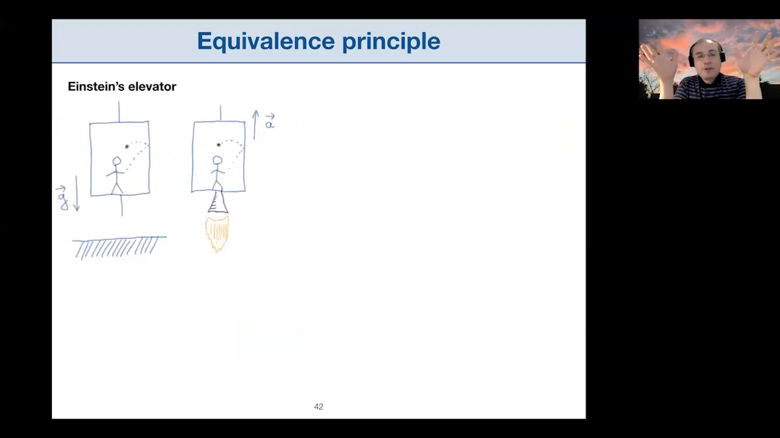Einstein formulated this principle in terms of his famous elevator Gedanken experiment, or thought experiment. So we are comparing two physical situations. One of them is that an observer is closed in an elevator without any windows.